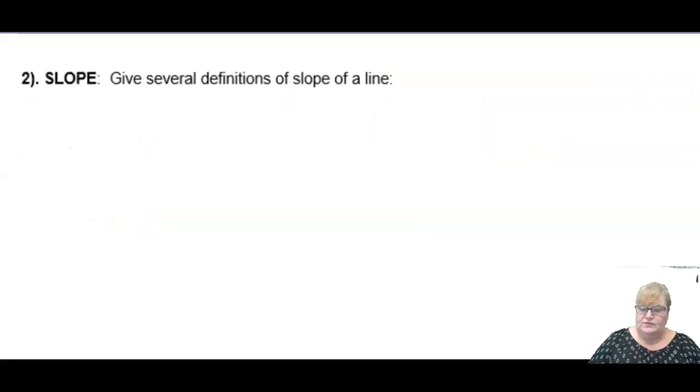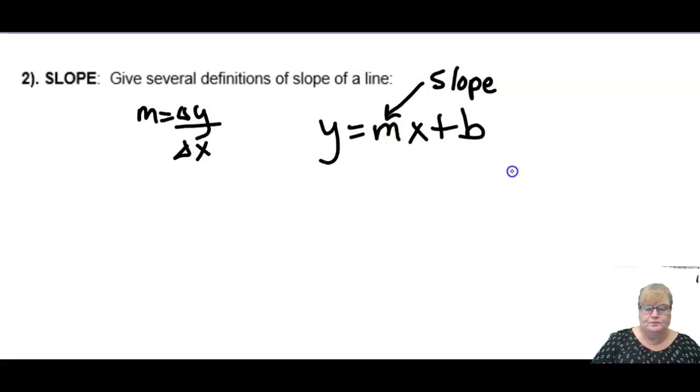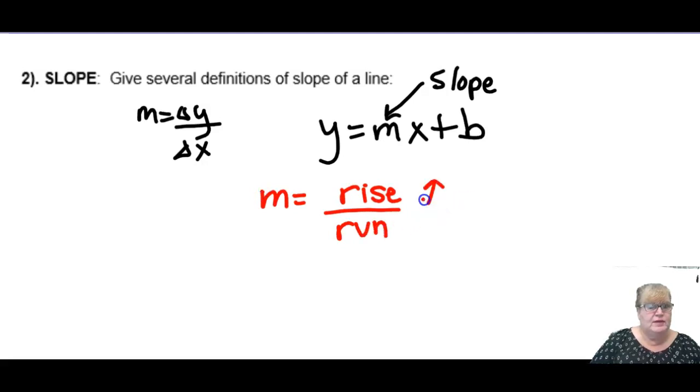All right, definitions of slope. We already talked about one. You can do the change in y over the change in x. Most of you will say this is a definition of slope. It's really not so much, but the m is slope. It's an equation in slope-intercept form. But now, because we're going to be doing graphing, we are going to refer to it a little bit more as rise over run. Okay, which means we're doing the change up and down and the change across.